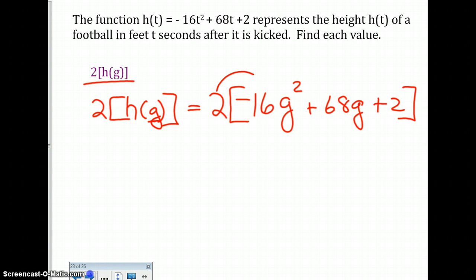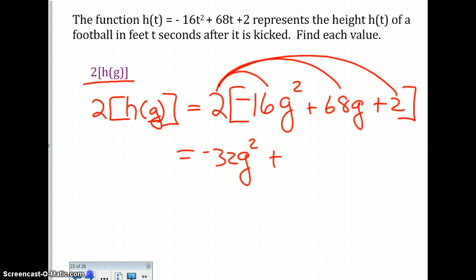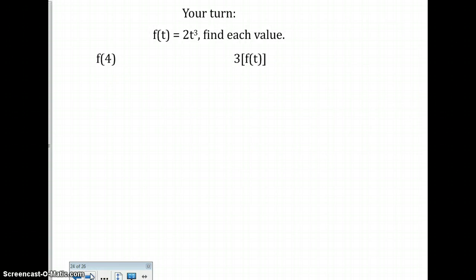At this point, we need to distribute the 2 through to all the terms, and we end up with negative 32 g to the second plus 136 g plus 4. And as I look at this, there are no like terms to combine, so I'm done at this point. So here, go ahead and substitute the values that they give you, and have a go at it and check your work.